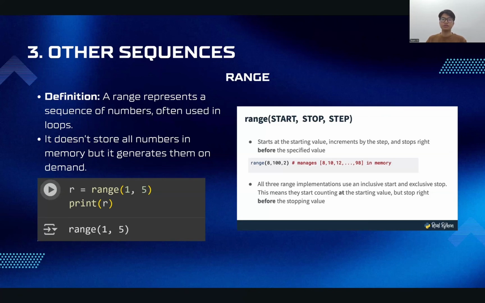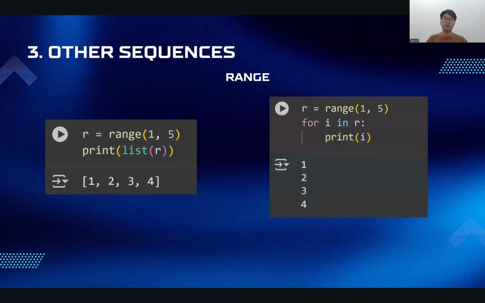And if I try to print, I will not have the full list of numbers inside a range because range is just an object, it's not a list. So to access each number in the range, I will convert it into a list, or I can use the for loop.